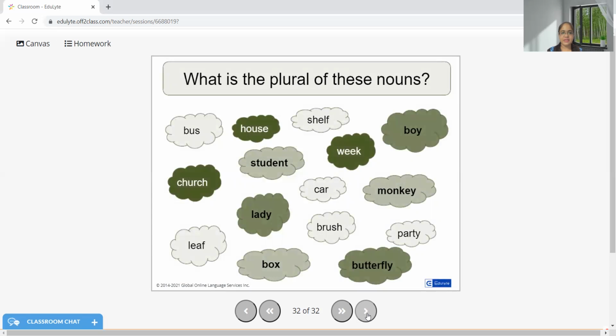So what's the plural of these nouns? I'm sure now you have a clear idea. Buses, ladies, students, cars, brushes, monkeys, weeks, boys, parties, and the list continues. Please keep on practicing like this. This is very simple to understand, but if you are a learner, I would recommend to practice it twice or thrice, make down notes, and keep on revising.